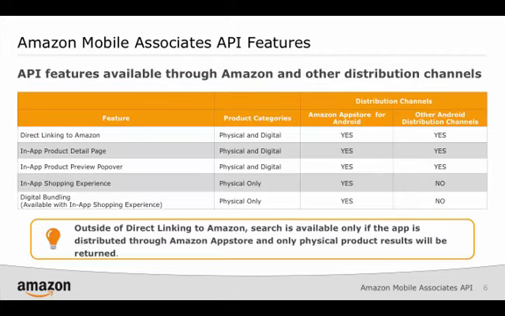This table shows a summary of the different features available through the Mobile Associates API and for which product categories and distribution channels they are applicable. Important to note here is that digital product purchases are only available through direct linking to Amazon, in-app product preview, and in-app product detail purchase experiences. Also, in-app purchasing and digital bundling purchasing experiences are only available to apps distributed through Amazon. And with respect to search, outside of direct linking to Amazon, search is available only if the app is distributed through the Amazon App Store, and only physical product results will be returned.